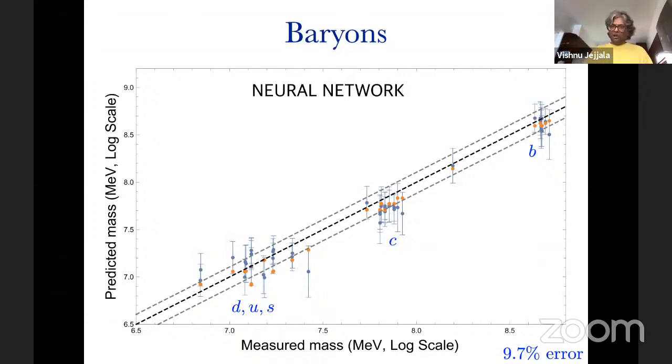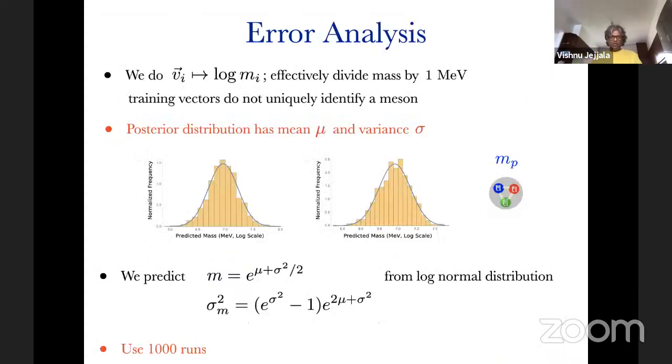So these baryons cluster. There are these down, up, and strange quark composed baryons. There's a family of charm baryons and a family of bottom baryons. Of course, the top quark hadronizes too quickly to form bound states. Over the 1,000 runs, we see that the predictions of the neural network do indeed follow a normal distribution. So using standard deviations is justified by this property.